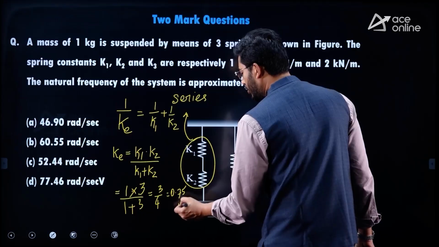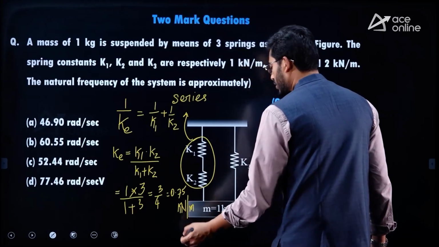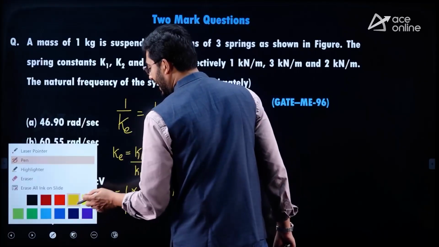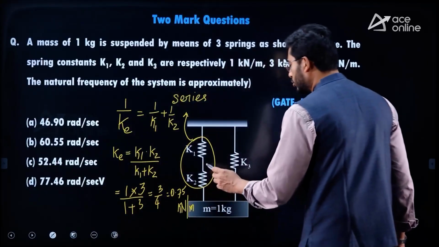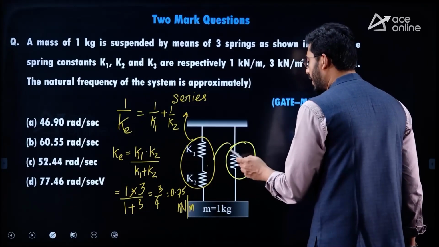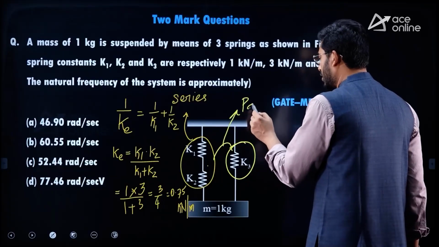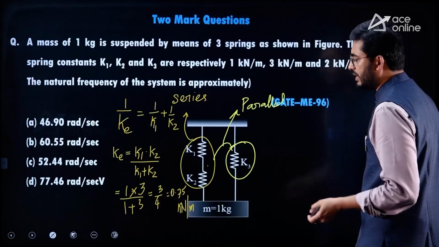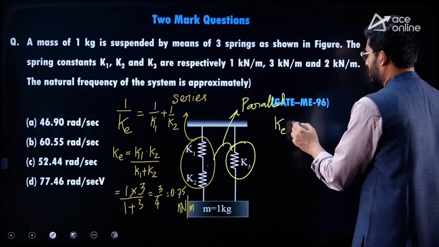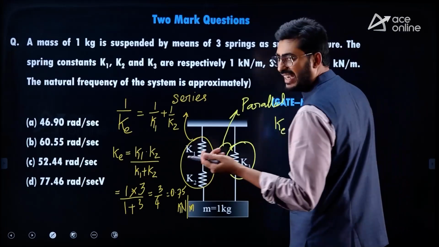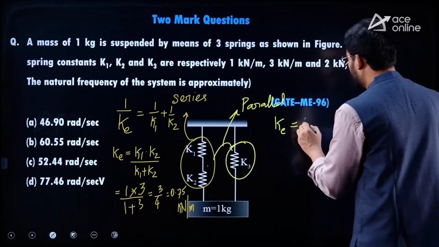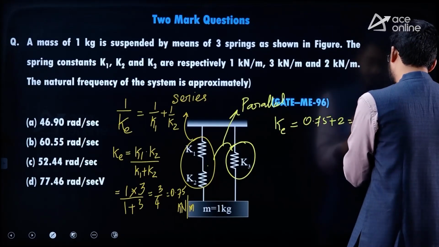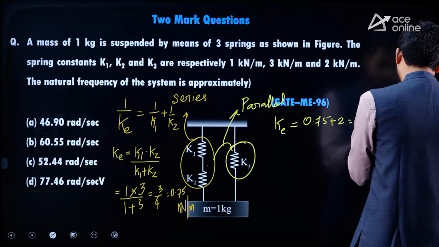0.75 kilonewton per meter. So now here the spring K3, if we include both of these two, are going to form a parallel combination. So they are forming a parallel combination. So for parallel combination, directly we need to add the stiffnesses. So equivalent stiffness, that is final one, what we get it as 0.75 plus 2, that is 2.75 kilonewton per meter.